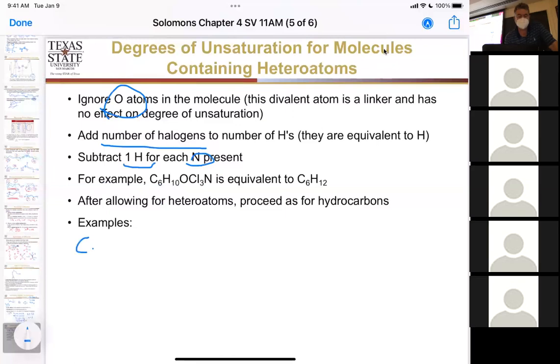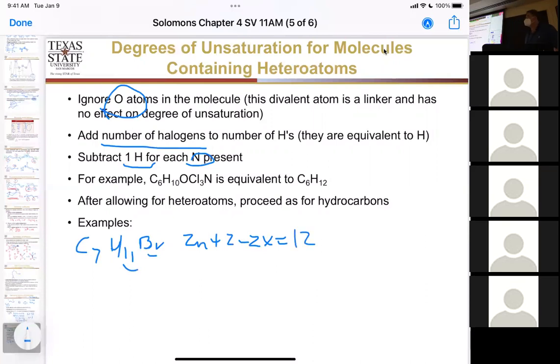Let's do C7H11Br. That's an easy one because we add the bromine to the hydrogen. So let's do our calculation here. We have 2N plus 2 minus 2X equals, let's see, 11 plus 1 is 12. We add the halogen to the hydrogen, right? If we do this calculation, we have 14 plus 2 minus 2X equals 12, which gives us 16.